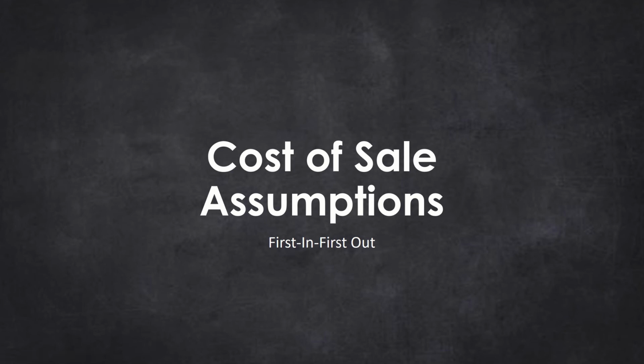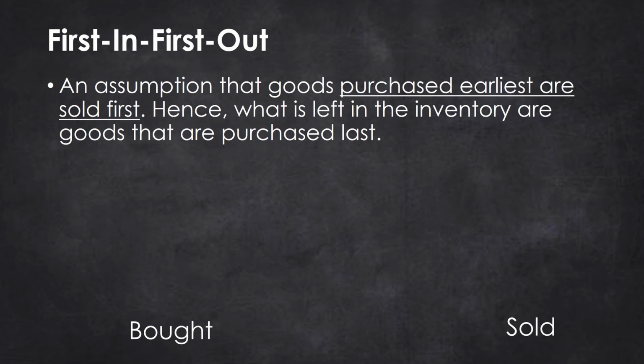Now that you have learned the double entries related to the purchase of inventory as well as the sale of inventory, we can move on to the assumptions relating to cost of sale. In our syllabus, we learned about the first in, first out method of inventory valuation. Basically, first in, first out is an assumption that goods purchased the earliest are sold first. Meaning, whatever you buy first, you will sell first. So whatever is left in the inventory is the goods that were purchased last.